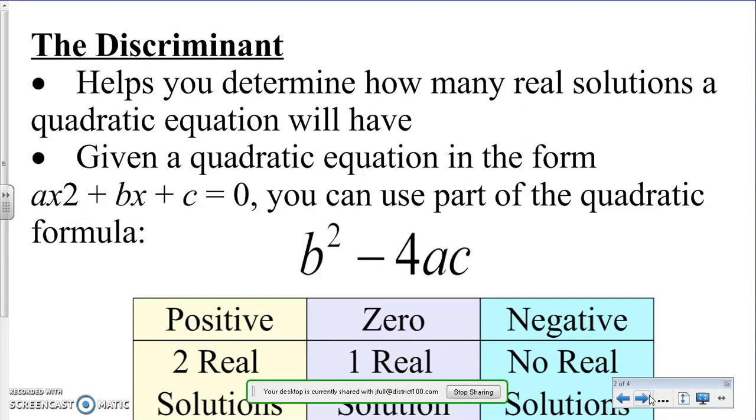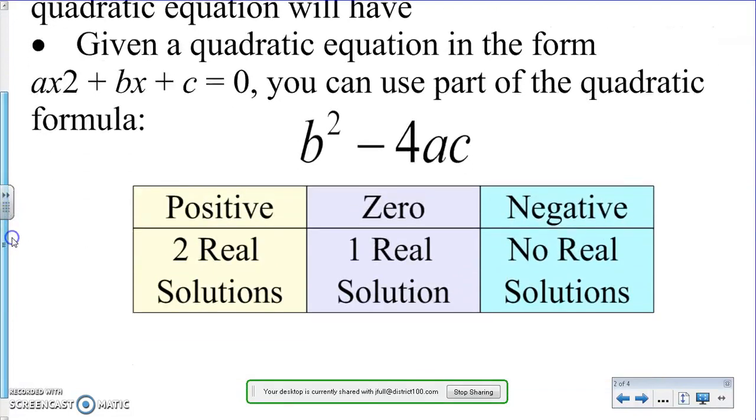So given a quadratic equation in the form ax squared plus bx plus c equals 0, you can use part of the quadratic formula. So notice that this b squared minus 4ac part is the part that actually shows up in the square root. And if you get a positive number as an answer, you have 2 real solutions. If you get a 0 as an answer, you have 1 real solution. And if you get a negative number as an answer, you have no real solutions. So let's go ahead and do a couple problems.